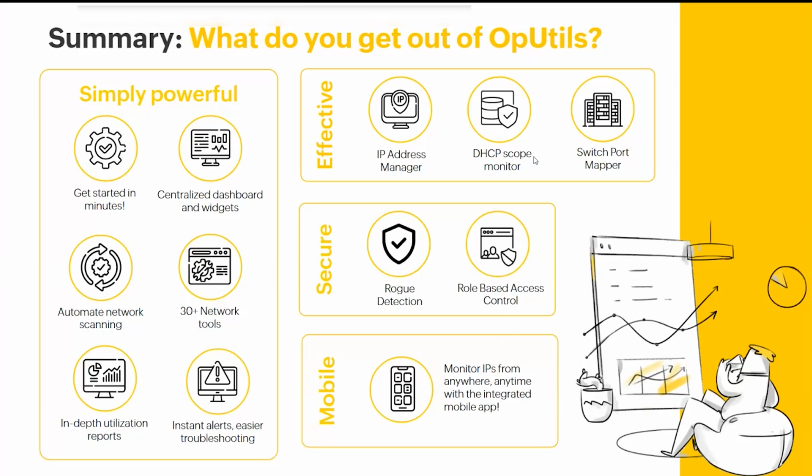On the security side, OpUtils helps you detect rogue devices and protect your network integrity with role-based user management controls. We also have DHCP and DNS management in beta version as part of the unified DDI enhancement. So feel free to explore that feature's capabilities as well. And finally, OpUtils also has a mobile version. You can integrate your iOS or Android devices with on-premise deployment and monitor your IP address space anytime, anywhere. So in short, OpUtils makes network management simpler, faster, and more secure, all in one unified solution.